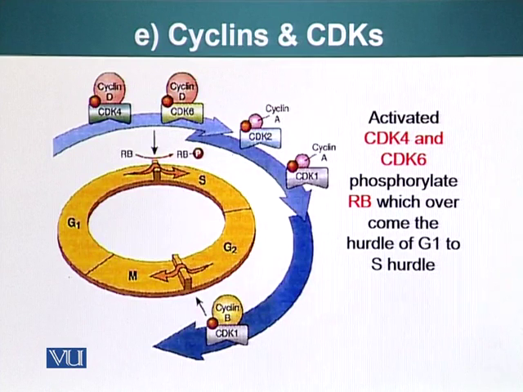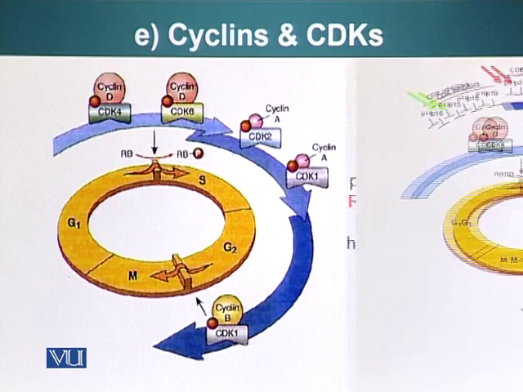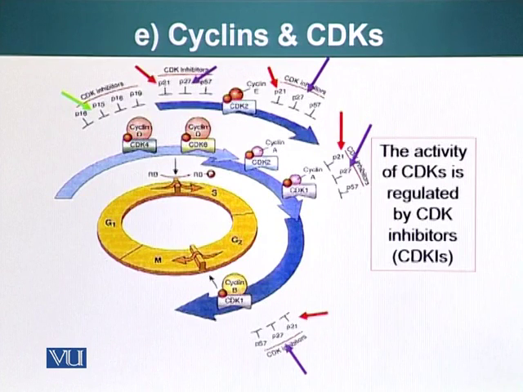Activated CDK4 and CDK both bind cyclin D, by the way. They phosphorylate RB, which overcomes the brake or the hurdle of cells going from G1 into S phase. Cyclins are also regulated by specific proteins which inhibit their function. Here I'm going to highlight three important proteins. We are going to talk about these proteins later on.